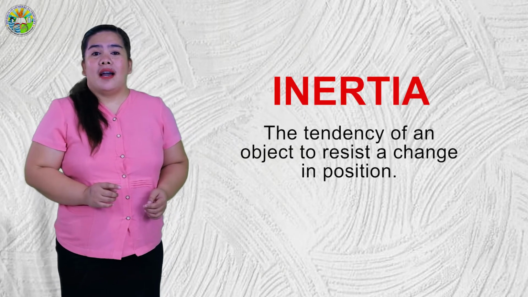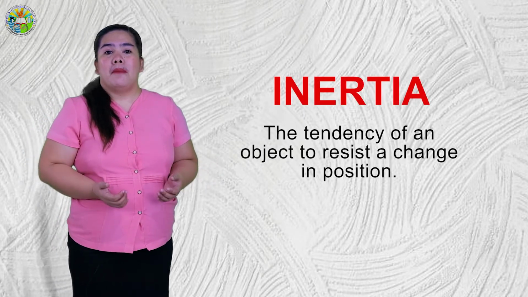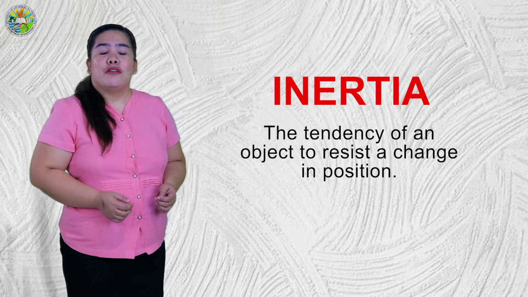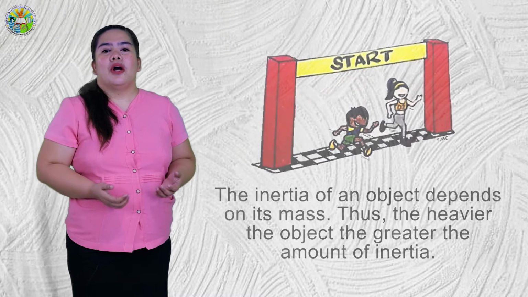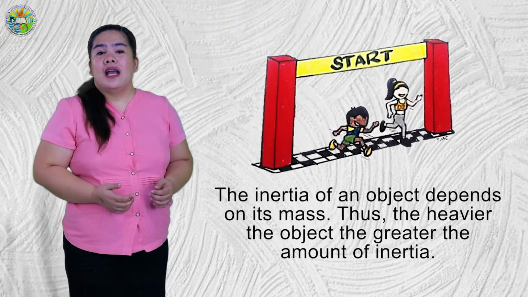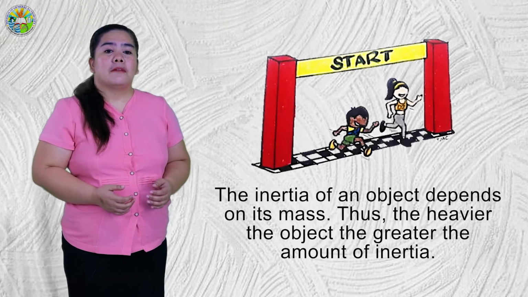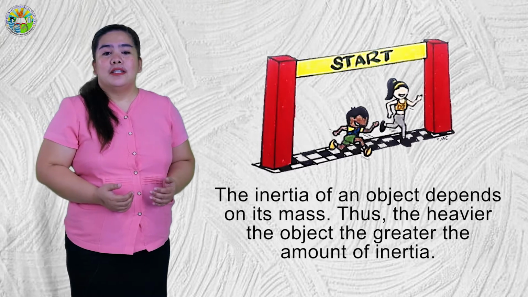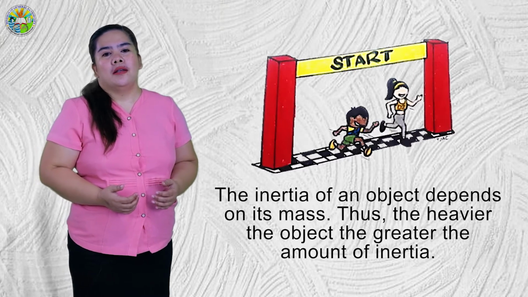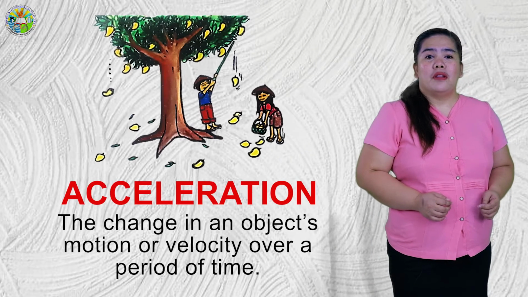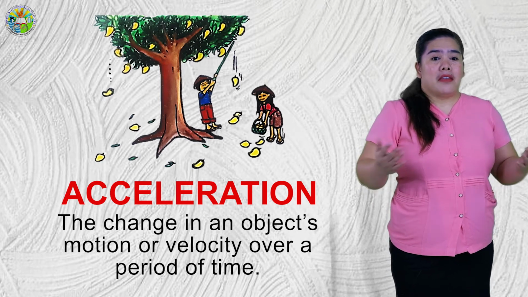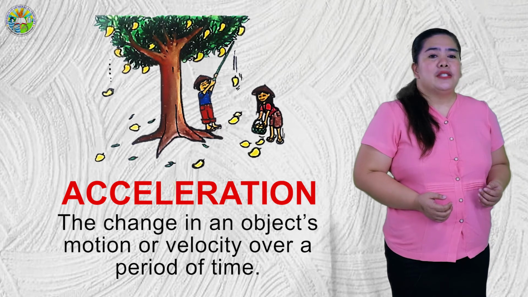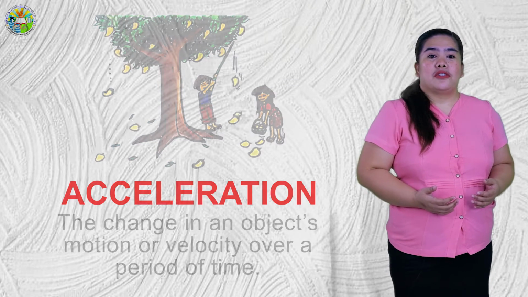Also, it states that different objects have different amounts of inertia, the tendency of an object to resist a change in position. And the inertia of an object depends on its mass. Thus, the heavier the object, the greater the force needed to change its position or motion. Further, the change in an object's motion or velocity over a period of time is referred to as acceleration. Therefore, the greater the force applied to an object, the greater the acceleration.